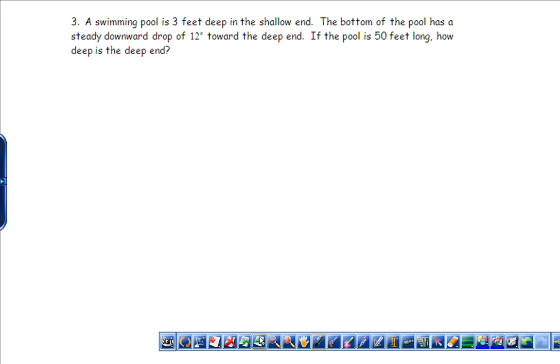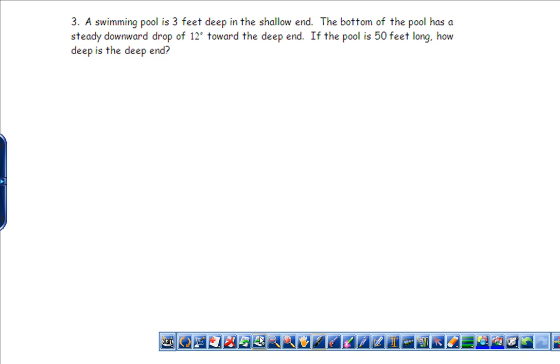Okay, a swimming pool is 3 feet deep in the shallow end. The bottom of the pool has a steady downward drop of 12 degrees towards the deep end. If the pool is 50 feet long, how deep is the deep end? Okay, there's a couple of ways I do this, and I draw it kind of strangely.